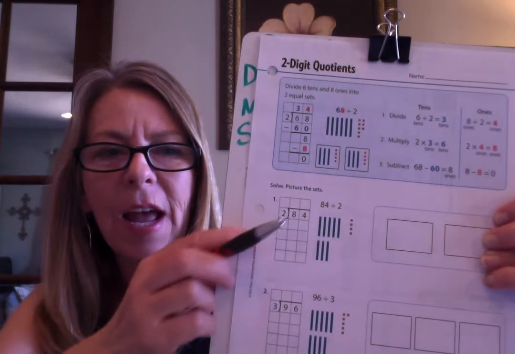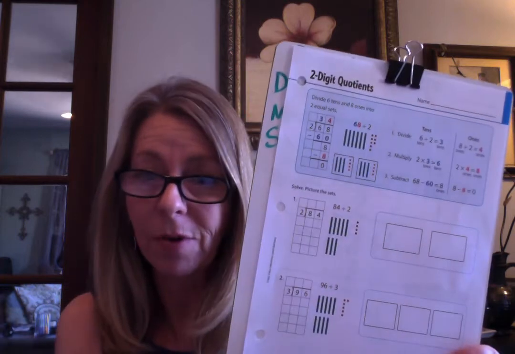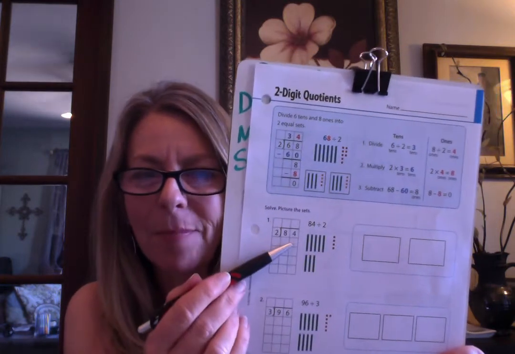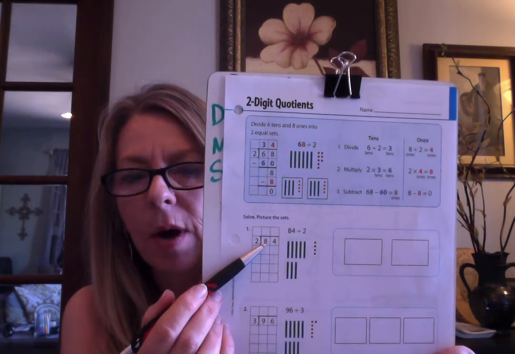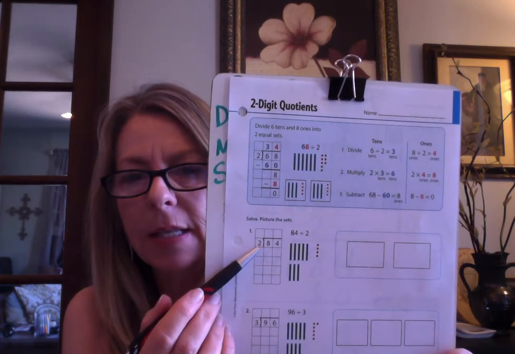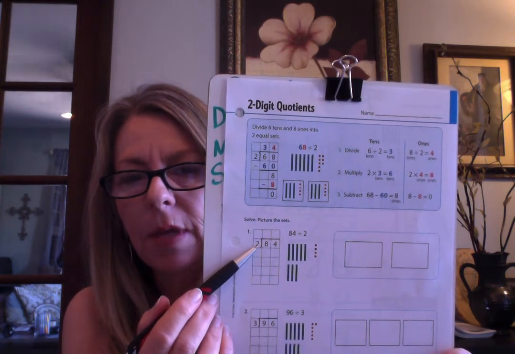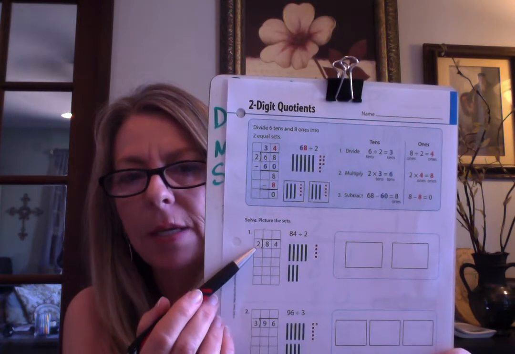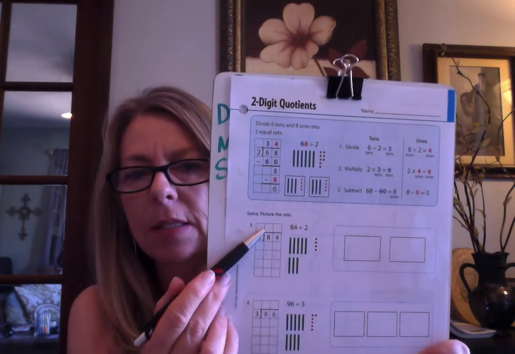Okay, so let's try this one. Okay, so we've got 84 divided by 2. Our sample before was 84 divided by 4. This time it's 84 divided by 2. Okay, so we look at our tens, and we want to do our tens first. We want to divide our tens into 2 equal sets. So 8 tens divided by 2. Think of the basic math fact. 8 divided by 2 would be 4. And since we're dividing tens, it's 4 tens. Our 4 is going to go right up here above our 8 tens.